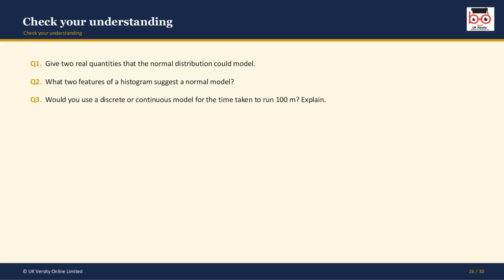A final check for this outcome. Can you give two real quantities that the normal distribution could model? What two features of a histogram would suggest a normal model? And would you use a discrete or a continuous model for the time taken to run 100 meters? And why? Give those some thought.